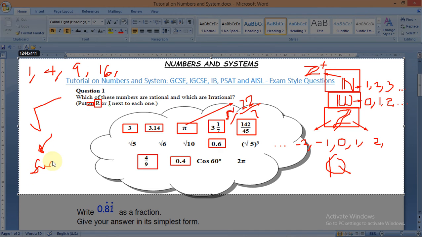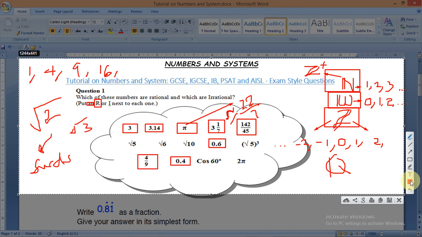So all surds are what? Are irrational. All surds are irrational. So something, if you put 2 here, is irrational. Or square root of 3, better still, square root of a non-perfect square is irrational. So square root of 5 is irrational. This is irrational. This is irrational.